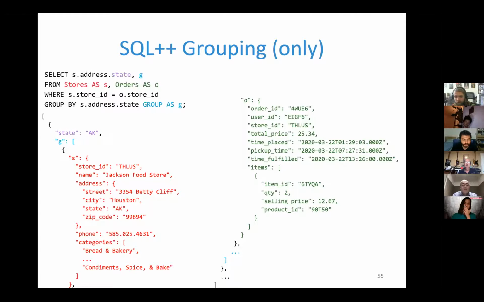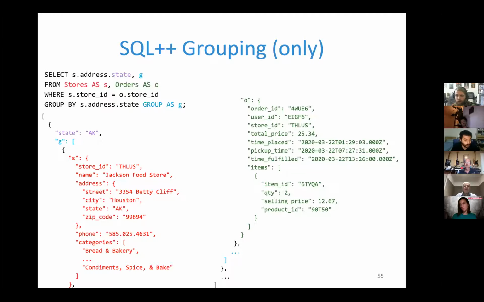And the whole group that you can see here consists of an array of objects, and the objects that you're getting are the stores and the orders that we have, basically the pairs of stores and orders that we're getting from the from clause, right? After the filter.